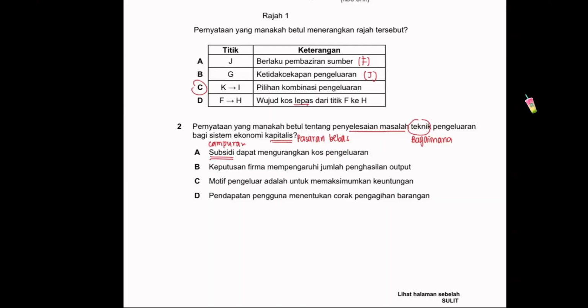They said pendapatan pengguna. When you see pendapatan pengguna, this is untuk siapa? Wait, let me see B. So, keputusan blah blah blah mempengaruhi blah blah blah. The answer is C.